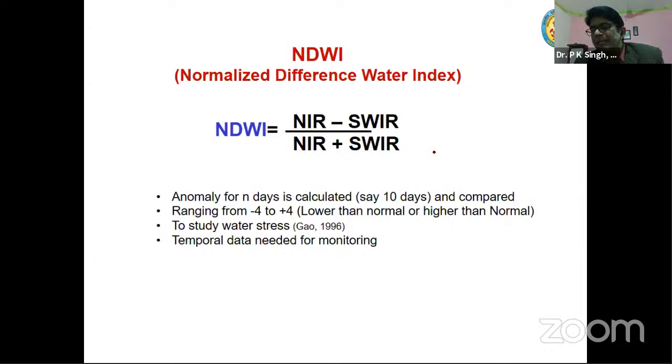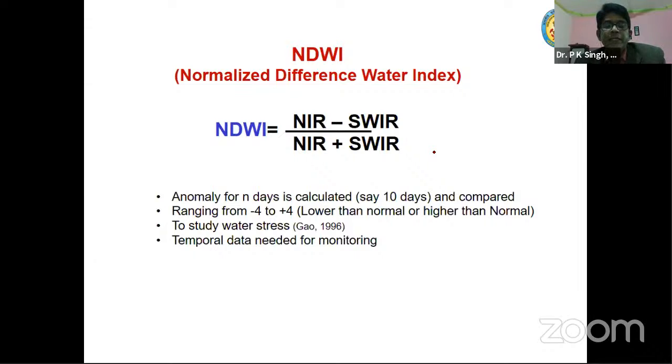You will then be comparing these anomalies, how these anomalies are increasing from one period to another period. Then you will be able to say, yes, this type of changes are there in the vegetation in the forest, and what measures are to be taken, what information you are extracting, accordingly you will be taking decisions. This is ranging from -4 to +4, lower than normal or higher than normal.